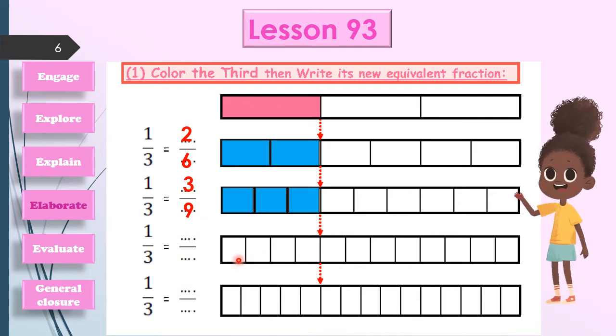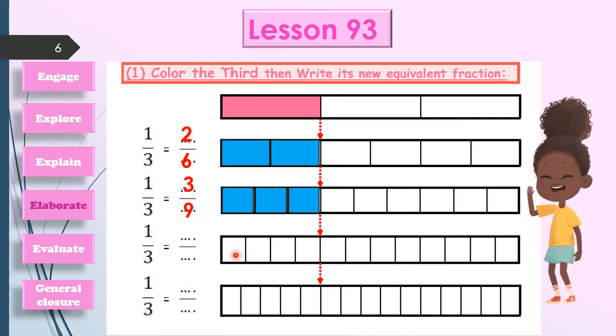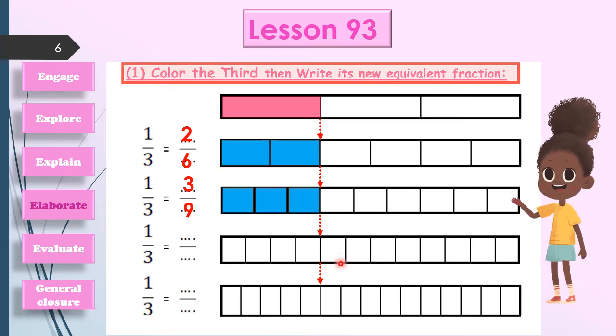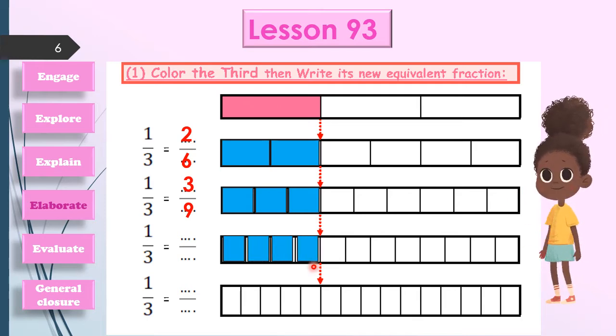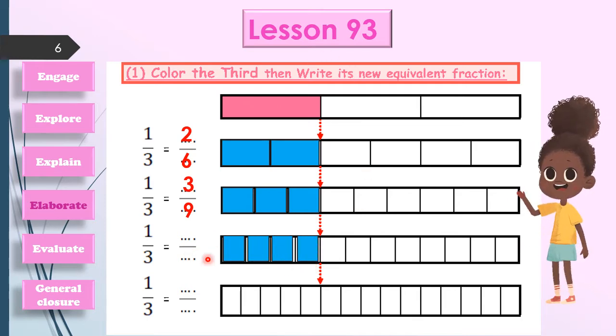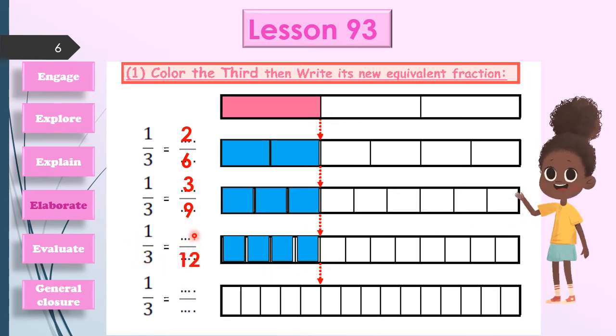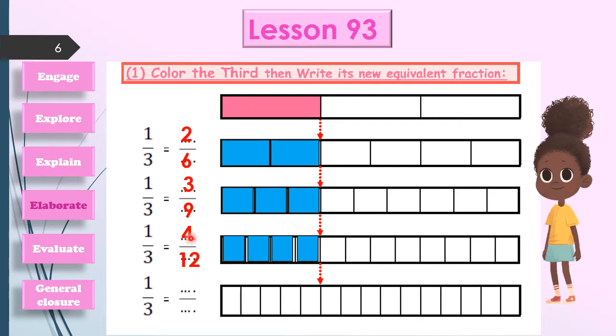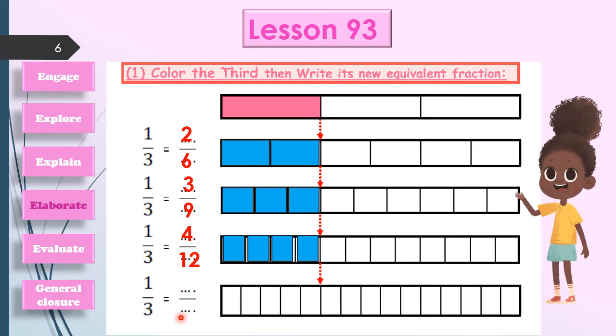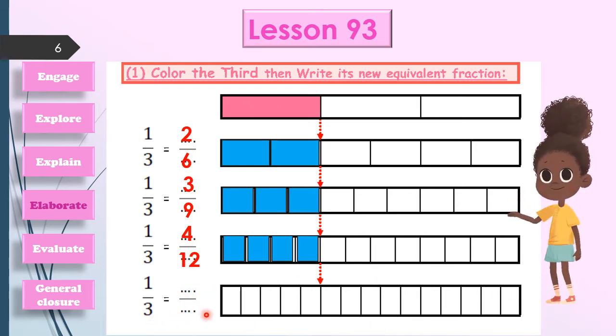Next one, it is divided into 1, 2, 3, 4, 5, 6, 7, 8, 9, 10, 11, 12. We have here 12 equal parts. Then I will color until I reach this third. It will be 1, 2, 3, 4. 4 parts out of 12 to reach a third. It will be a third equals 4 twelfths.